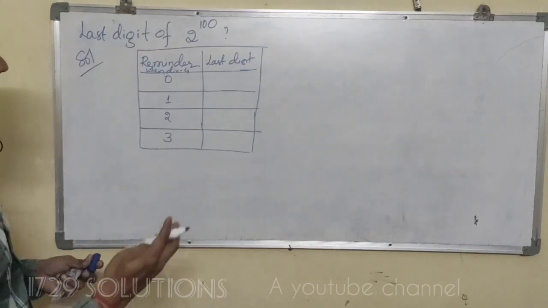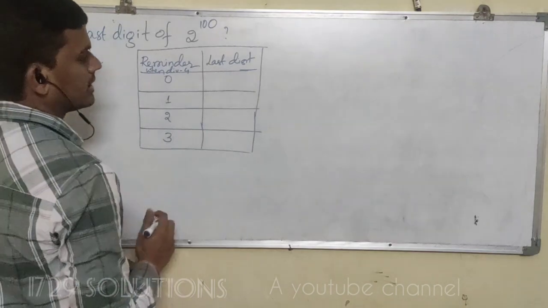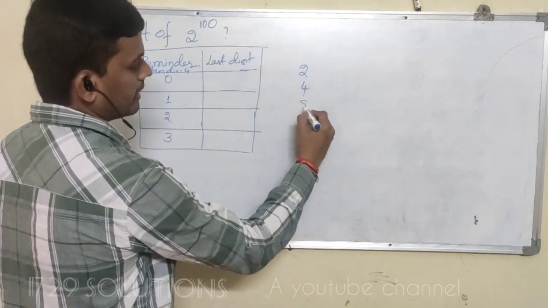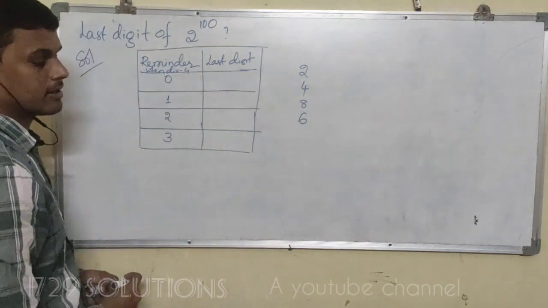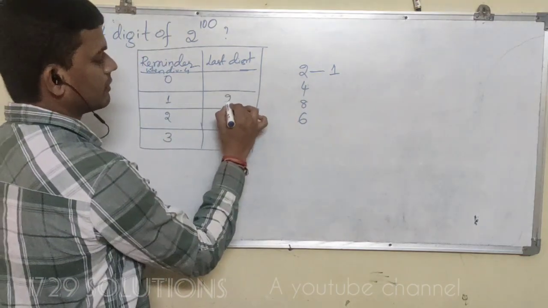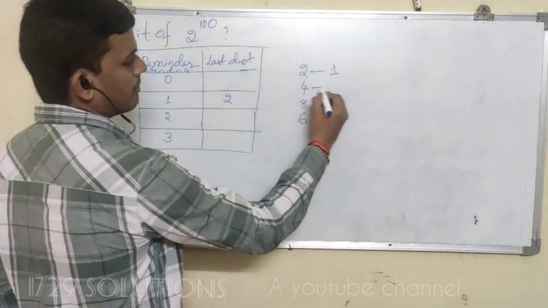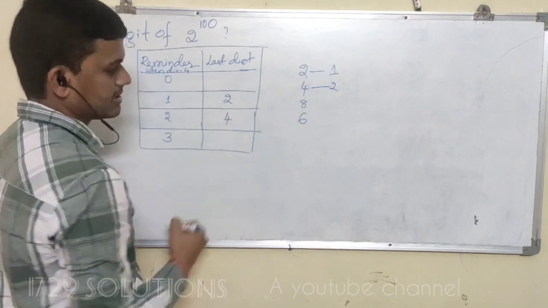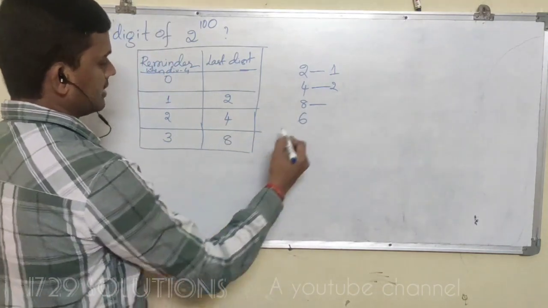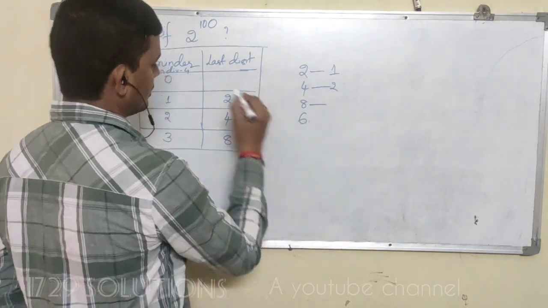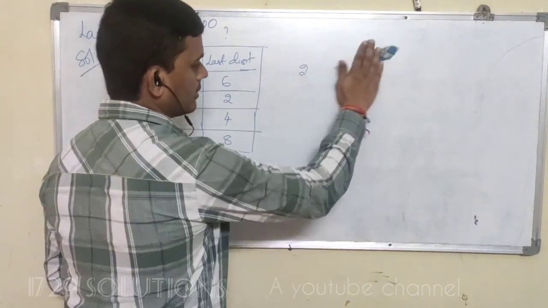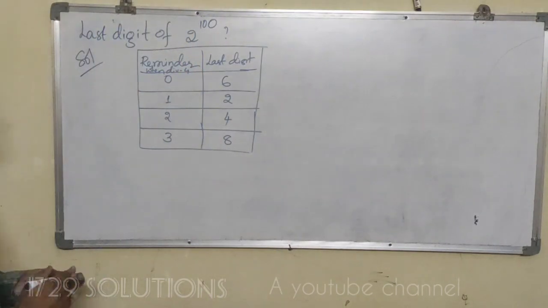The cyclic order of 2 is 2, 4, 8, 6. When the remainder is 1, the last digit is 2. When the remainder is 2, the last digit is 4. When the remainder is 3, the last digit is 8. When the remainder is 0, not 4, the last digit is 6. This is a very important order to identify the last digit of powers of 2.